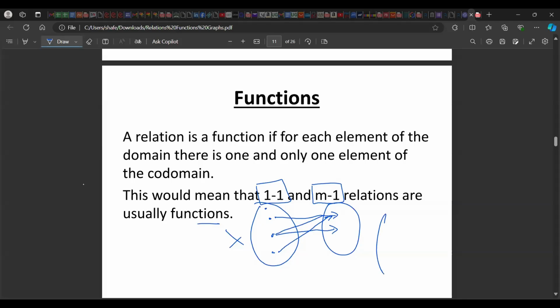You can have a one-to-one relationship, right? 1, 2, 3, 4, let's say 5. And here's one arrow leaving there. And one of them, nothing leaves it, right? Be careful. You may not have a function if that happens, right?